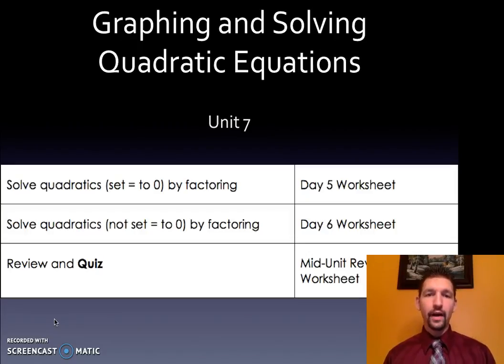All right, so we are moving on with Unit 7, which is talking about graphing and solving quadratic equations. On Friday, we started this and talked about when things were set equal to 0. Today, we're going to jump into the next part when they're not set equal to 0. And this adds one very small step right in the beginning, which we will talk about in just a second.